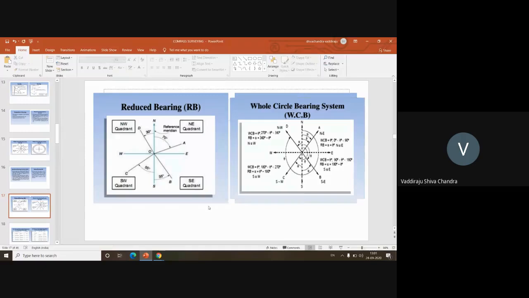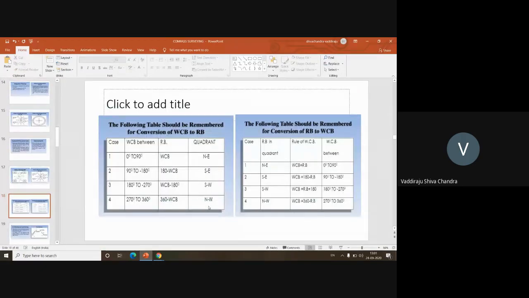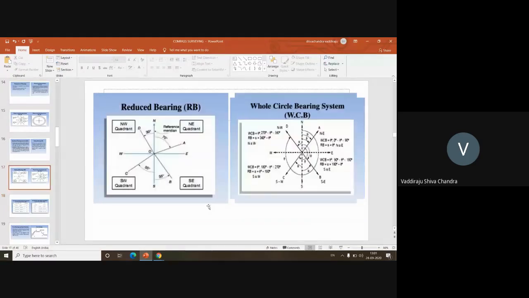This is how you convert from one system to the other. There are some equations you can remember if you want, but my sincere suggestion is don't remember these equations, because you know the quadrants. Sir, it's a little confusing. Once again, explain the conversion. We will solve some problems and you'll be able to understand clearly.